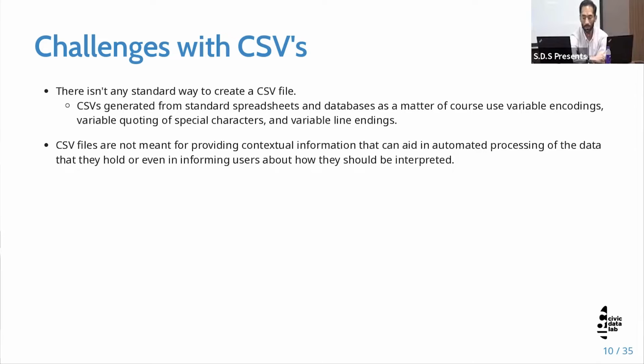CSVs are not meant for providing contextual information. Now what does this mean? Let's say if I have a variable age, which technically should be numeric, but in the CSV file there's no way for a person who is using that CSV file to know that this column should be numeric or this column should be non-numeric. So you don't store any such field, or it's like a quoted file. Everything is treated as a string. So there isn't any contextual information.